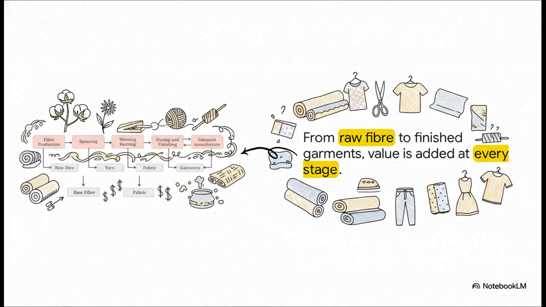Let's look at the textile industry. We start with the raw fiber, say cotton. That gets spun into yarn. The yarn is then woven to make fabric. And finally, that fabric is dyed, finished, and stitched into a garment, like a shirt or a dress. At each one of these steps, from fiber to yarn, yarn to fabric, and fabric to garment, value is being added.